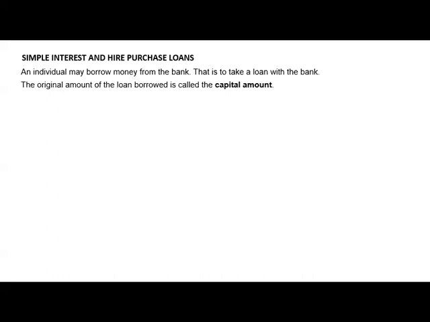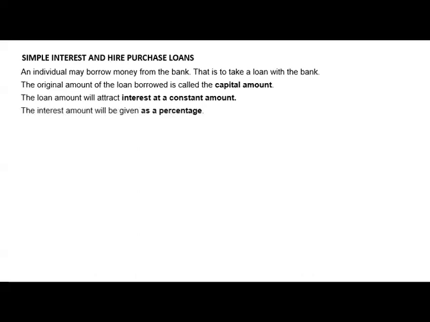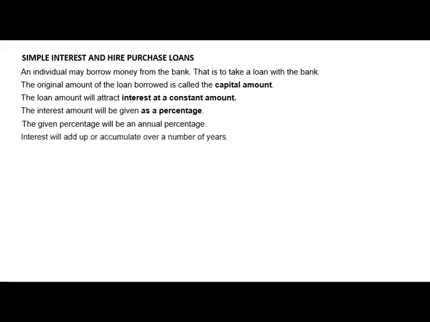The loan will attract interest at a constant amount. Okay, the interest amount will be given as a percentage, but that percentage will be an annual percentage, meaning that it will be a percentage for the whole year, 12 months, that is. Interest will add up and accumulate over a number of years. So it will increase the original amount of the loan. So it'll increase what you actually owe.